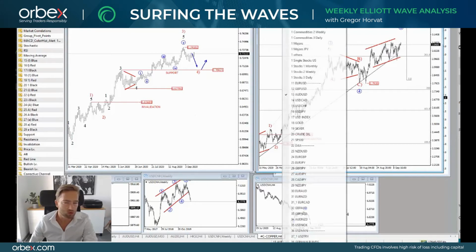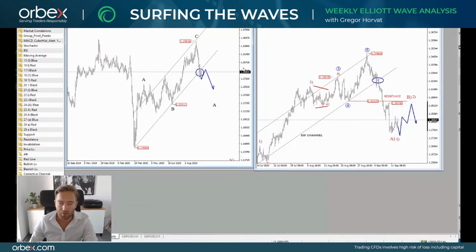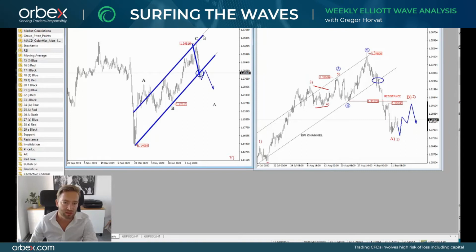Now let's take a look also at cable. Cable is coming to the downside because of Brexit issues, and what we see is a very important reversal below this trend line support of this corrective channel. So it looks like we could be turning bearish here, but nothing moves in a straight line. We see an impulsive sell-off, so we could now be waiting for a wave B corrective rise.